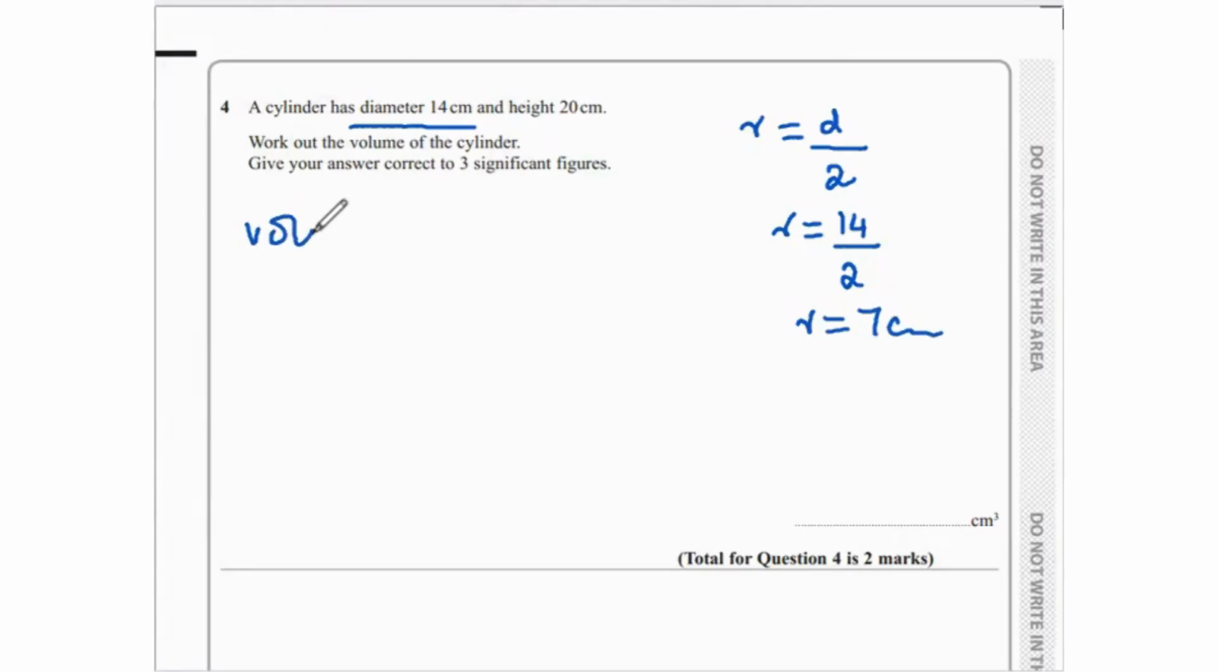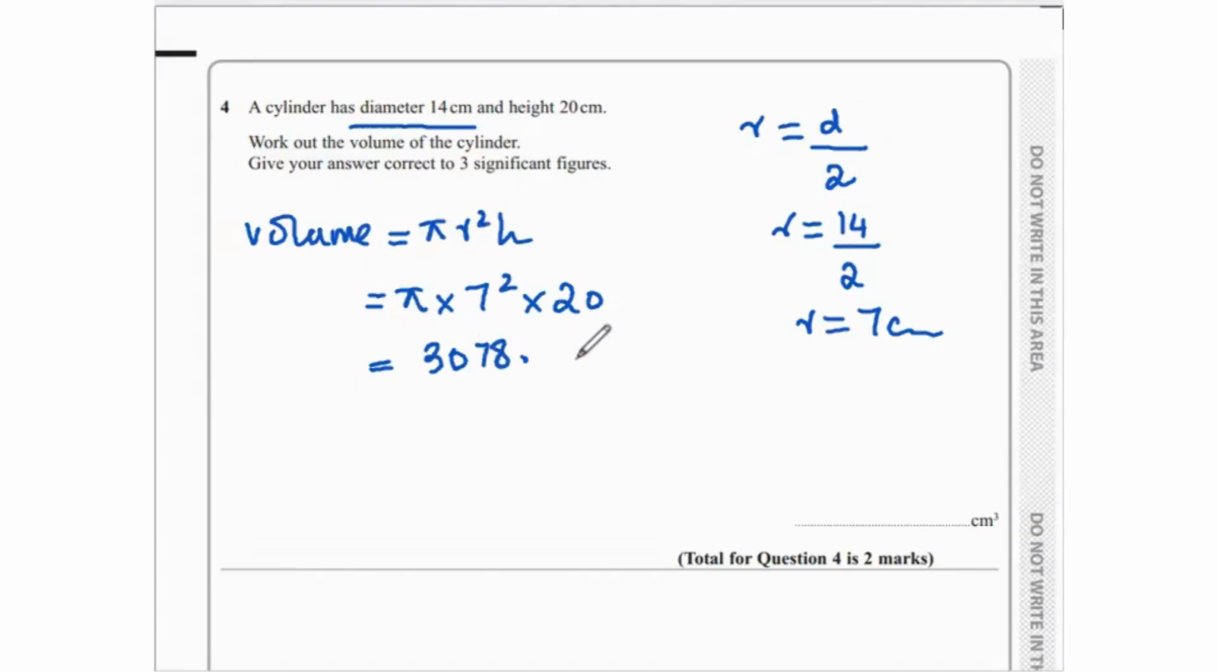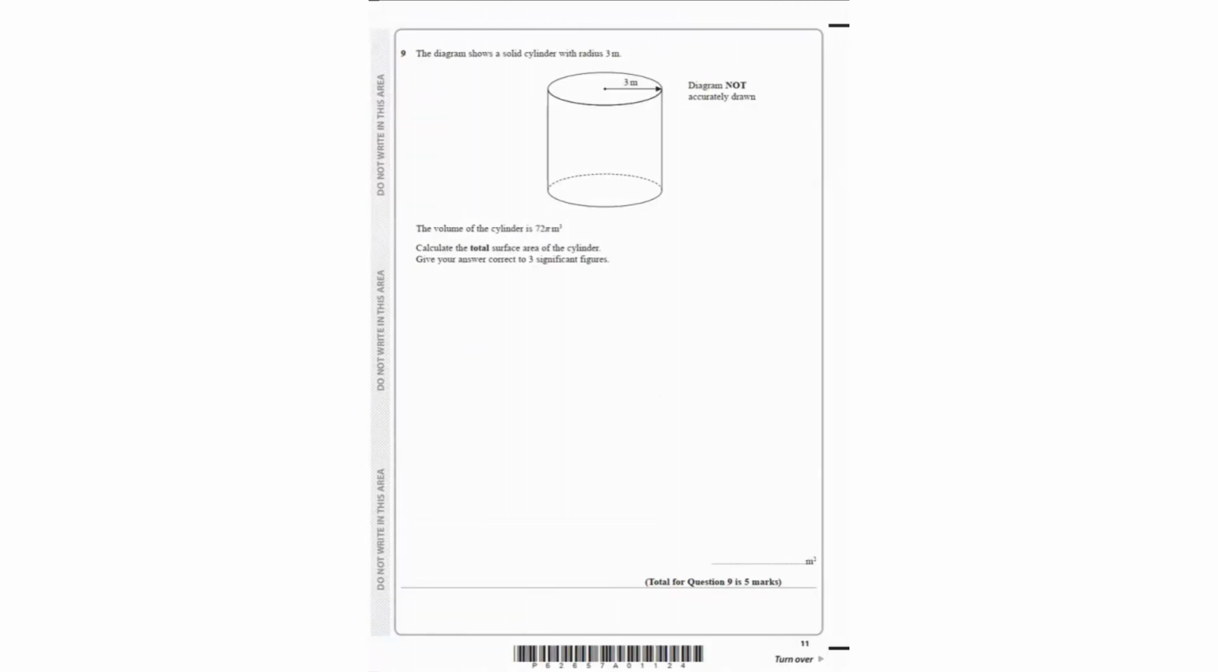So volume is going to be pi r square h. Pi times 7 squared times 20, which is going to give us 3078.76 centimeter cube. They want the answer correct to three significant figures. So that's going to be 3080 centimeter cube. That's your answer.